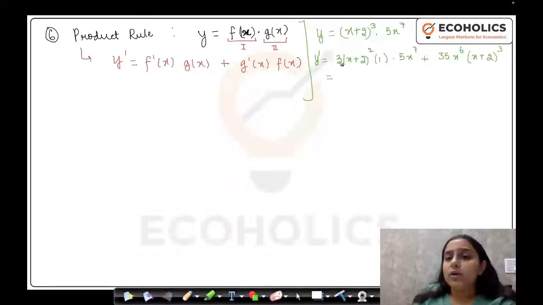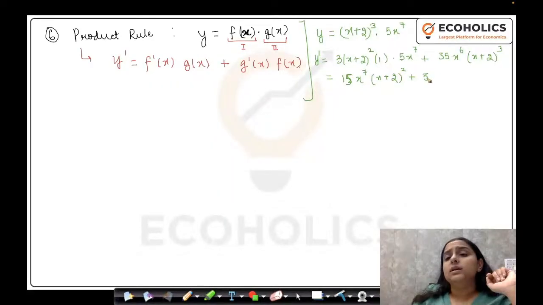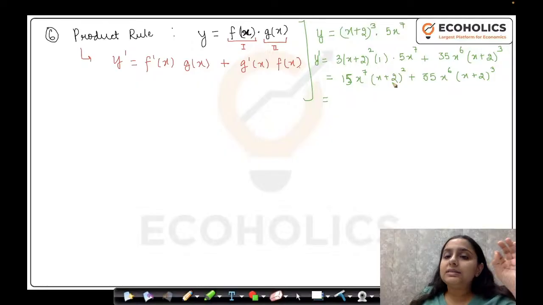So what am I going to get? 3 into 5, 15. x raised to the power 7 into (x plus 2) raised to the power square, plus 35 x raised to the power 6 into (x plus 2) raised to the power 3. Now in this, many times in MCQ the answers are not complicated, they are given by taking the common out of that.